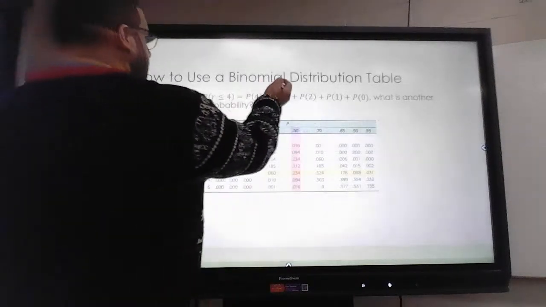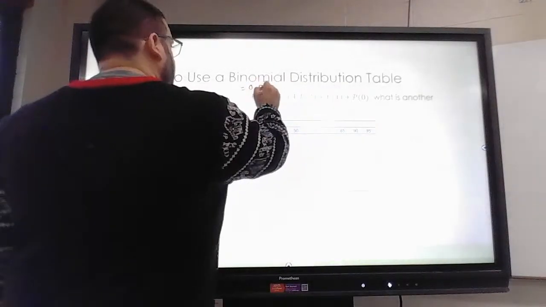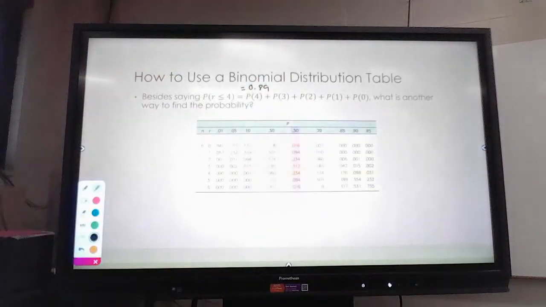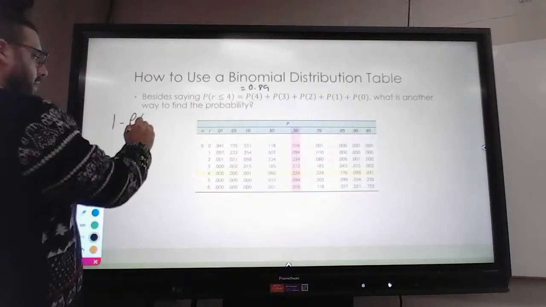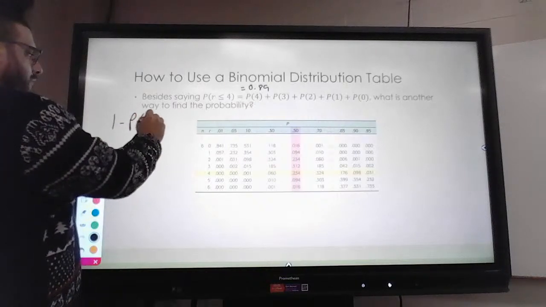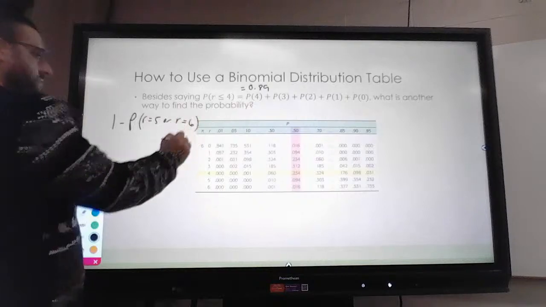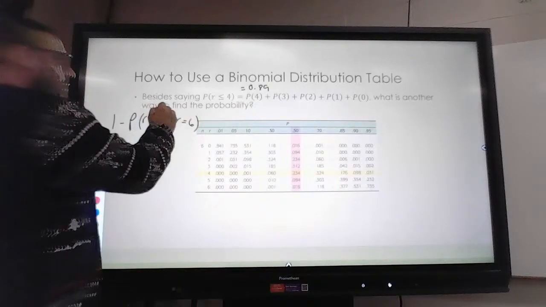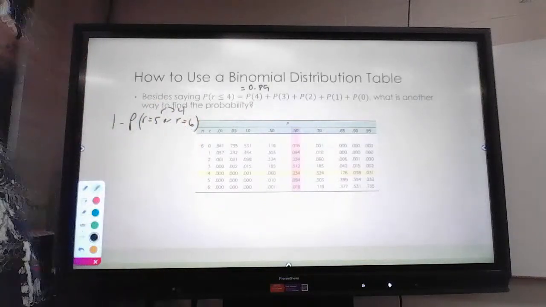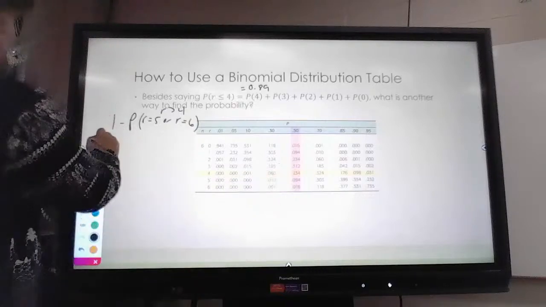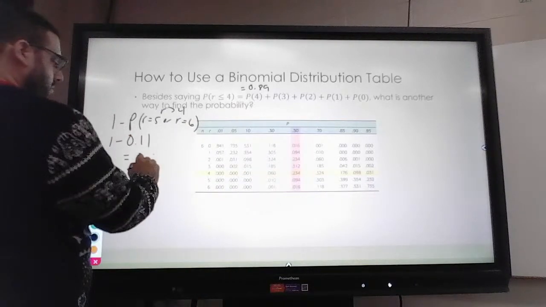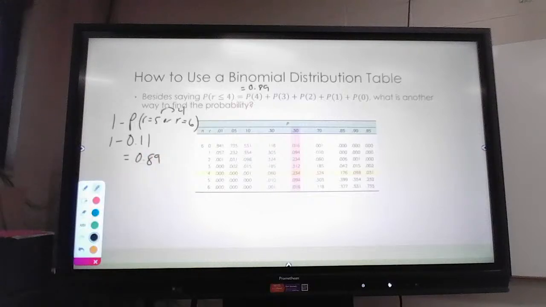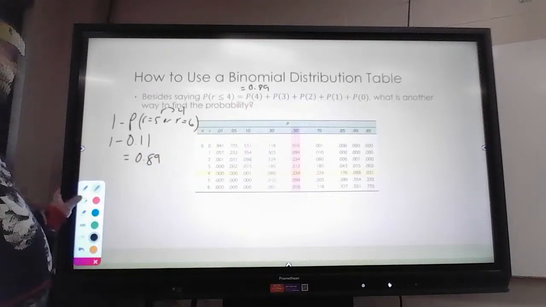When we calculated this, we got 0.89. What's another way to find that probability? Well, again, it's to use the complement: 1 minus the probability of R equal 5 or R equal 6. That's R greater than 4. If I add those up, I get 0.11, which is 0.89. So we can still use complements to figure this out.